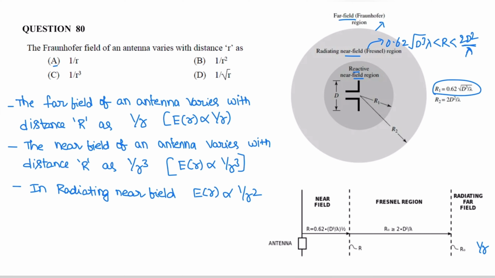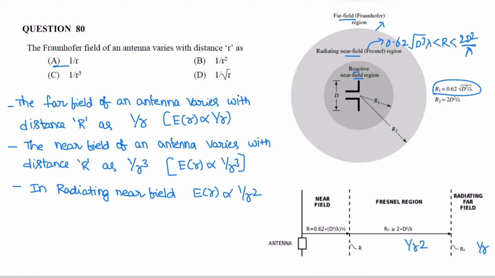In the radiating near field, the electric field is proportional to 1 by r square, but in the reactive near field region it is proportional to 1 by r cube. So the correct option is A, that is 1 by r.